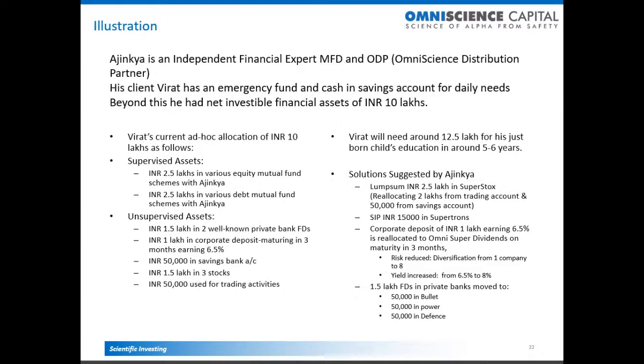The corporate deposit of 1 lakh, which is maturing in 3 months, earning 6.5%, is reallocated to Omni Super Dividends. Two birds are killed with one stone here. In one single corporate deposit, you're taking the full company risk. Now, this Omni dividend portfolio has 8 stocks, so the risk is significantly reduced, and these are all AAA rated companies, as I mentioned. So the risk is reduced much more than just diversification would do. And the yield has increased from 6.5 to 8%.